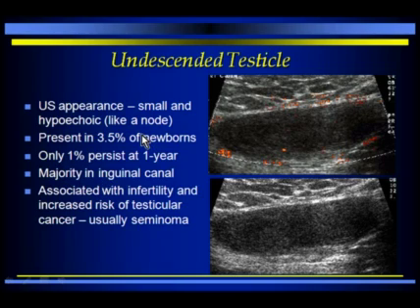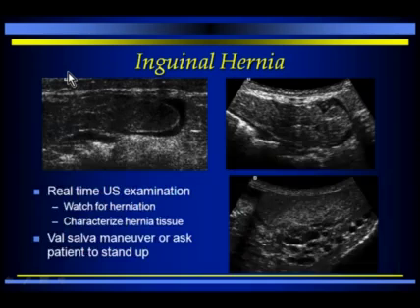Most of these will descend on their own, so that only about 1% persist at a year. But the ones that persist need to be treated. They need to bring that testicle down into the inguinal canal, because if we leave the testicle up high, it's going to be associated with infertility, and more importantly, there is an increased risk of testicular cancer with a long-term non-descended testicle. Often that's a seminoma is the type of cancer you might find.